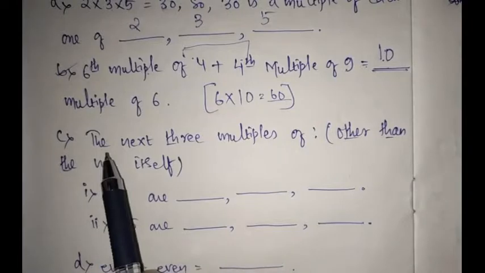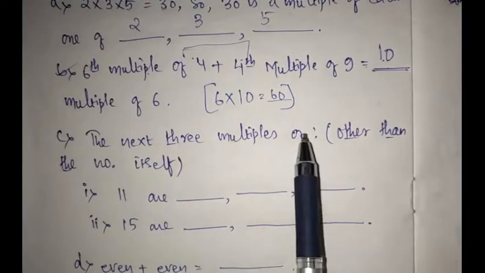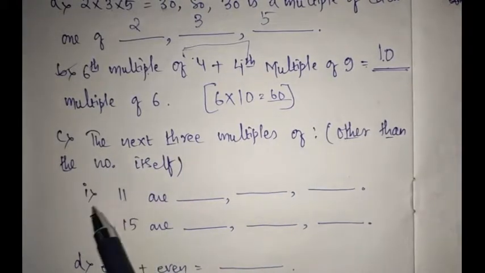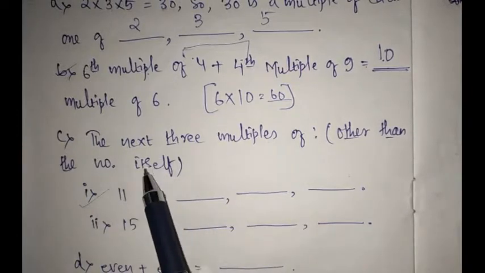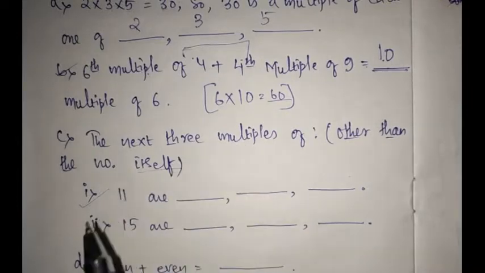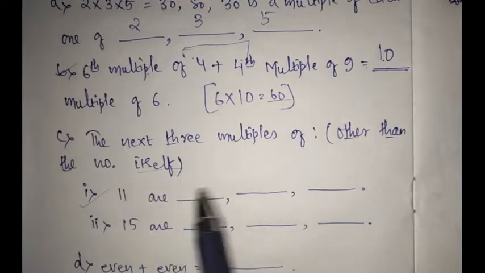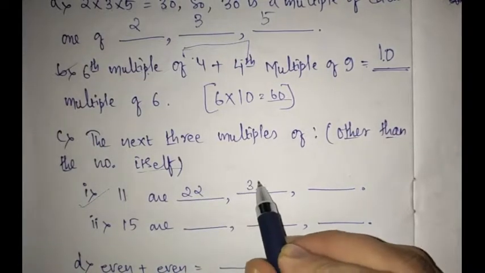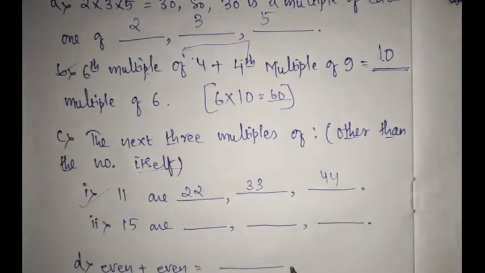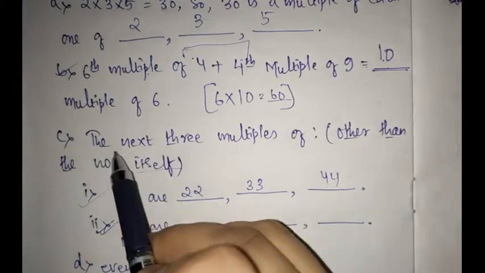Okay, the next three multiples other than the number itself, here number 1 is 11. You will not write 11 ones are 11, because they have asked other than the number itself. Other than the number 11, you will put another number. So you will continue with 11 twos are 22, 11 threes are 33, 11 fours are 44. Okay, so the next part 2 will be a home assignment.